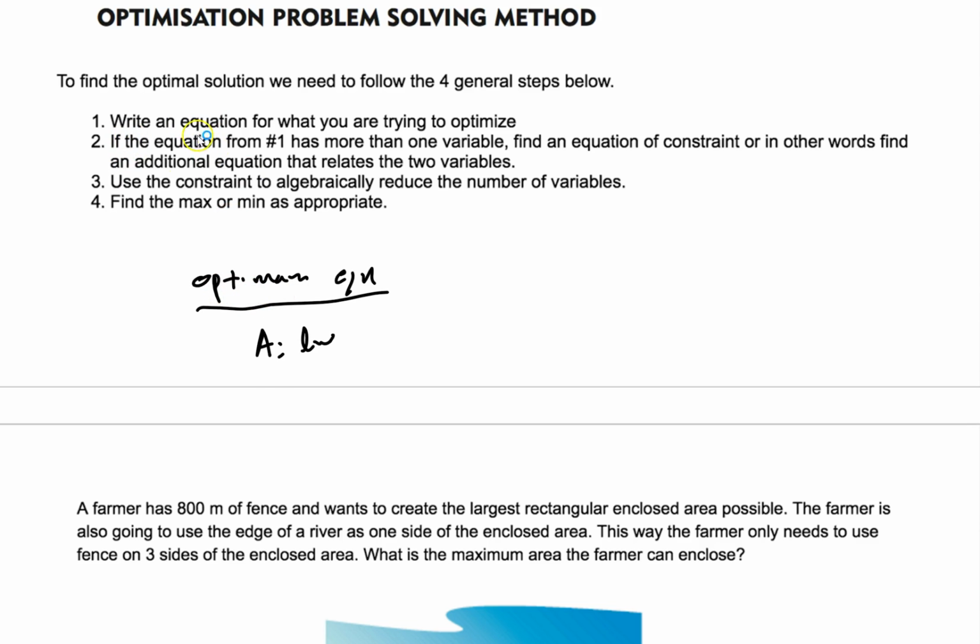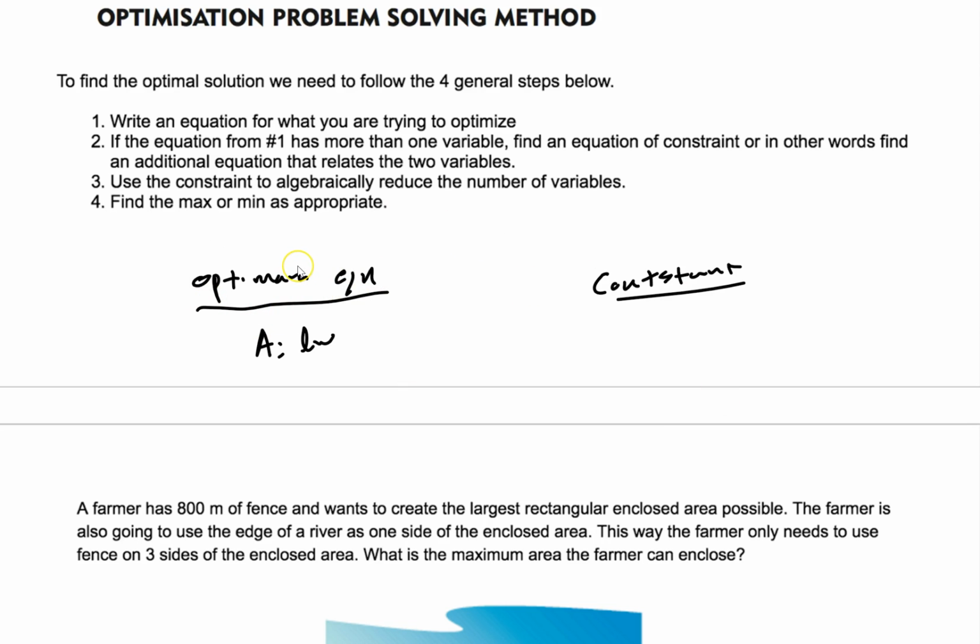If you have two variables, though, there will generally be a second equation, a constraint equation. They'll tell you, oh, the perimeter is only 100 feet, or when you add these things, it equals 8 or something. So if the equation from step 1 has more than one variable, find the equation of constraint, or in other words, find an additional equation. That's the way it's generally going to run.